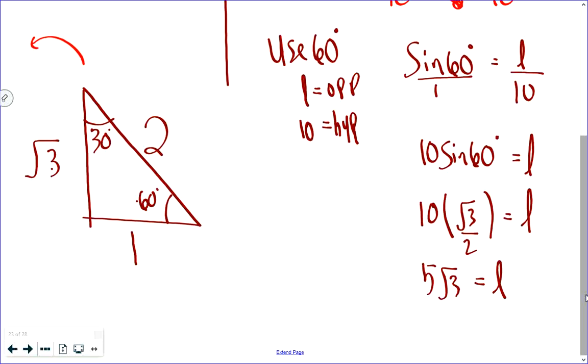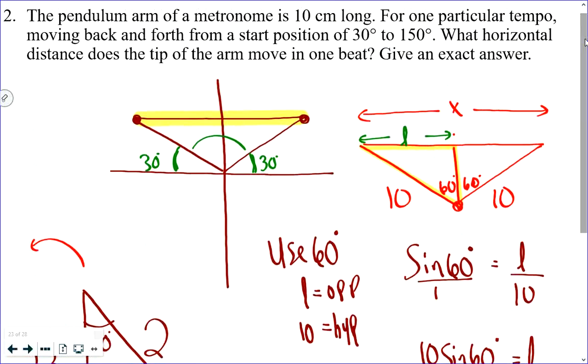What do we have to do to that to get the answer? Yeah, multiply by 2, because that was only L. So this is 5 root 3 plus 5 root 3, which is 10 root 3. You haven't actually been taught this officially before, but 5 root 3 plus 5 root 3 is no different than 5 puppies plus 5 puppies. You have 10 puppies. 5 root 3 plus 5 root 3 is 10 root 3. So the answer to this question is x equals 10 root 3.